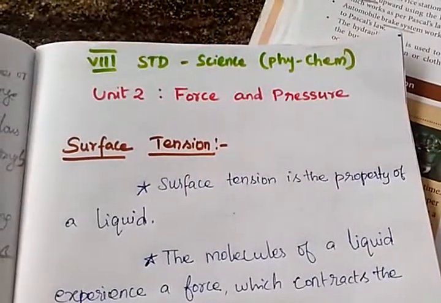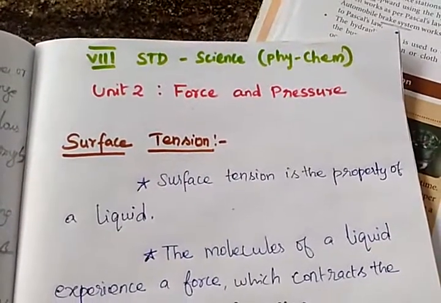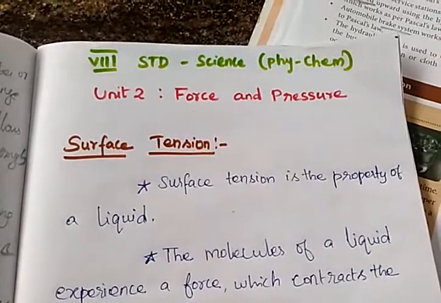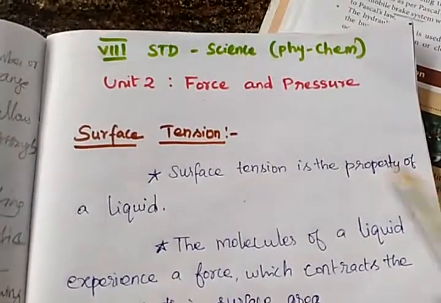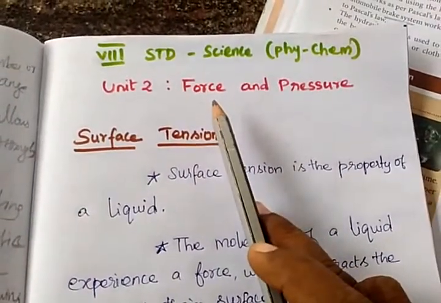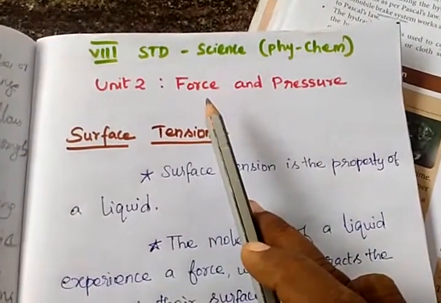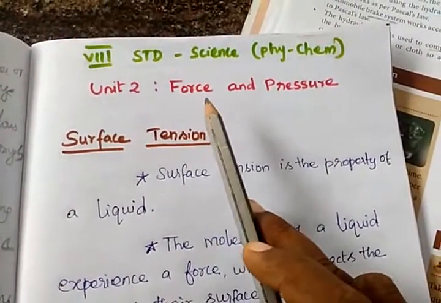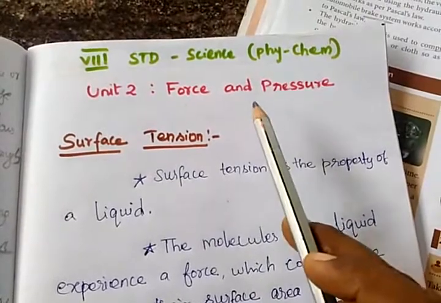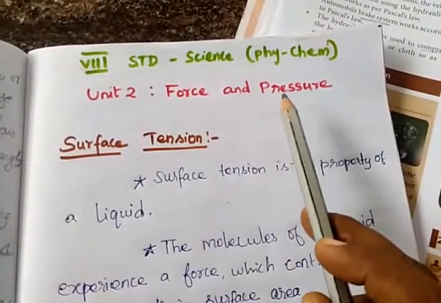Good morning students, 8th standard science, physics and chemistry, unit 2, force and pressure. What is force? An external agency, push or pull is called force. That force applied in a particular area produces pressure.